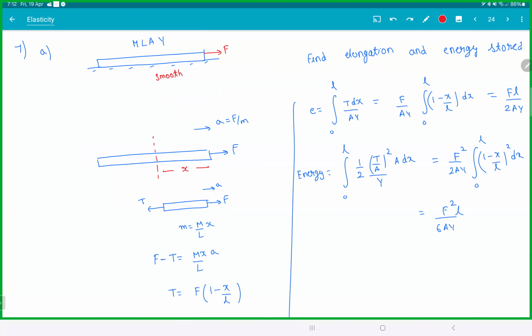Please have a look at the steps. Clear, Ishan? Yes, Satya. Others, any doubts on this, please ask. So if you see, the main thing was getting the tension. Let's see one more. Next one.